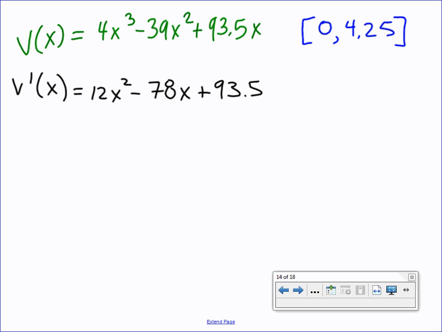Are there any values of x for which V prime equals 0? Let's see. I've got a 93.5 here, so I'm not even going to try to factor. Instead, what I'm going to try to do is, how do I solve a quadratic equation in standard form that equals 0? Quit? No, quit. Quit's not an option. Yes, quadratic formula. Let's do it. So I know my solution is x will be given by the opposite of b over twice the value of a.